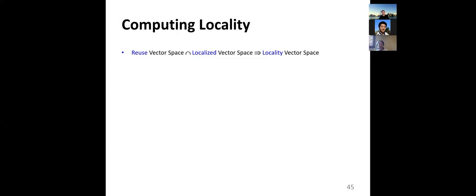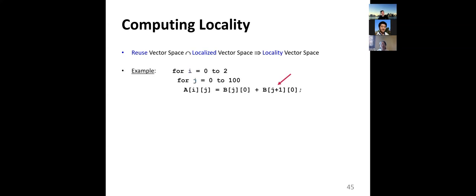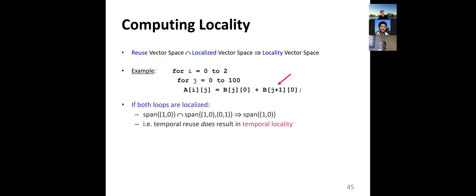So we can then compute locality formally by looking at the reuse vector space and its intersection with the localized vector space. Okay, and that gives us the locality vector space. For example, here, when we look at B[j+1][0], if the loops are localized, we're going to get span{(1,0)} intersect span{(1,0),(0,1)}, which leads us to span{(1,0)}. For example, the temporal reuse does result in temporal locality here, right? So temporal reuse helps, but the group one doesn't, right?